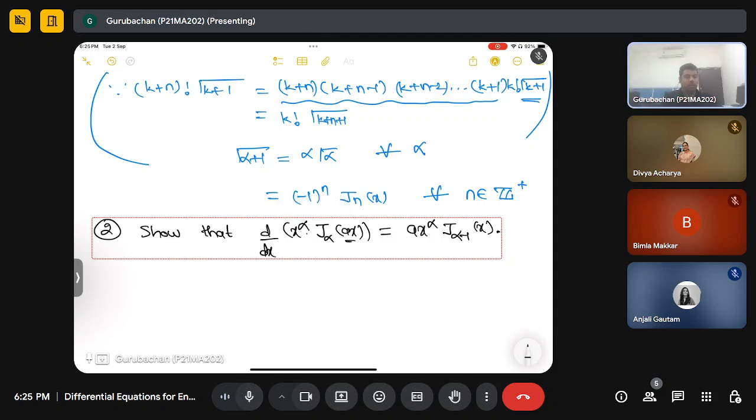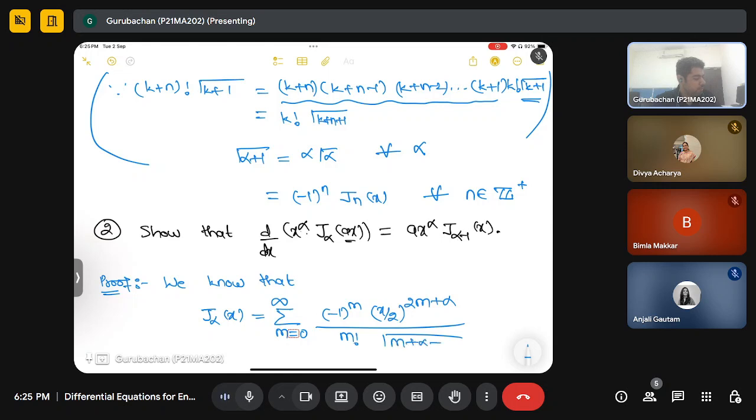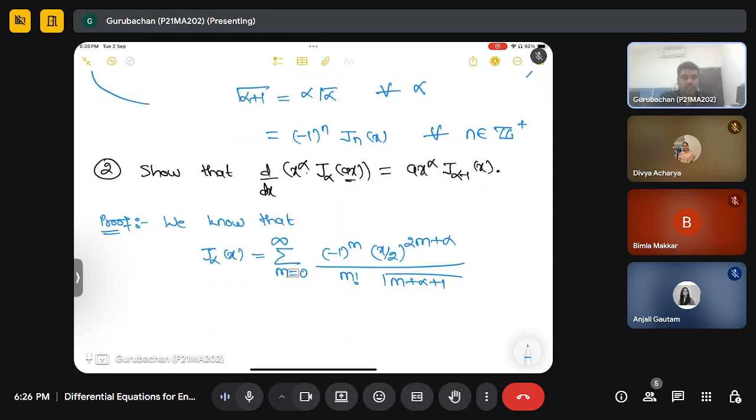So let me start with the definition of J alpha x. We know that J alpha x is the series, m from 0 to infinity, minus 1 to the power m, x by 2 to the power 2m plus alpha, divided by m factorial gamma of m plus alpha plus 1. We know that this is the series.